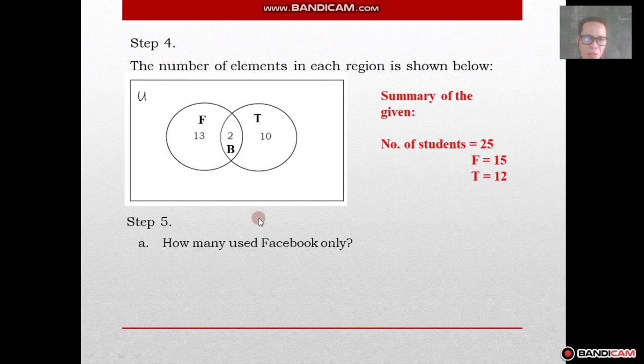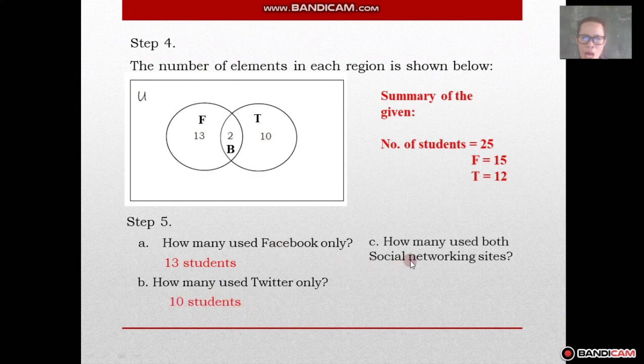How many use Facebook only? So it's very clear here. It's 13 students. Then how many use Twitter only? So it's very clear here. It's 10 students. Then how many use both social networking sites? So it is very clear here. It's 2. Alright.